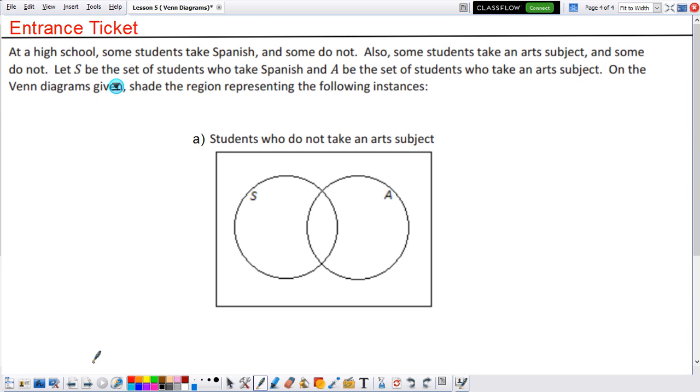So now, here's your entrance ticket. Understand the following scenario and shade the correct region.